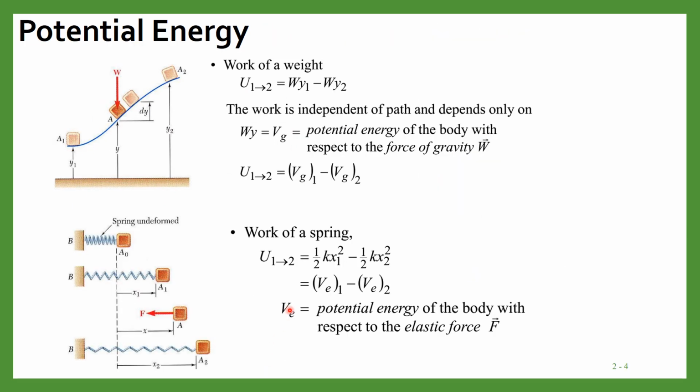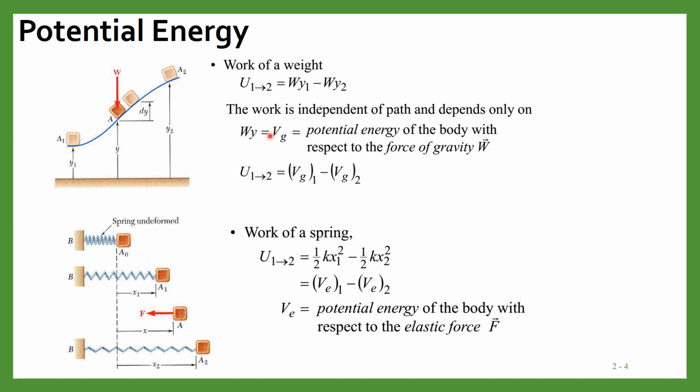Let us see about the concept of potential energy. So we know that the work of a weight we calculated just recently, that work is equal to Wy1 minus Wy2. So from the expression we can see that the work is independent of the path and depends only on the initial and final position, okay.